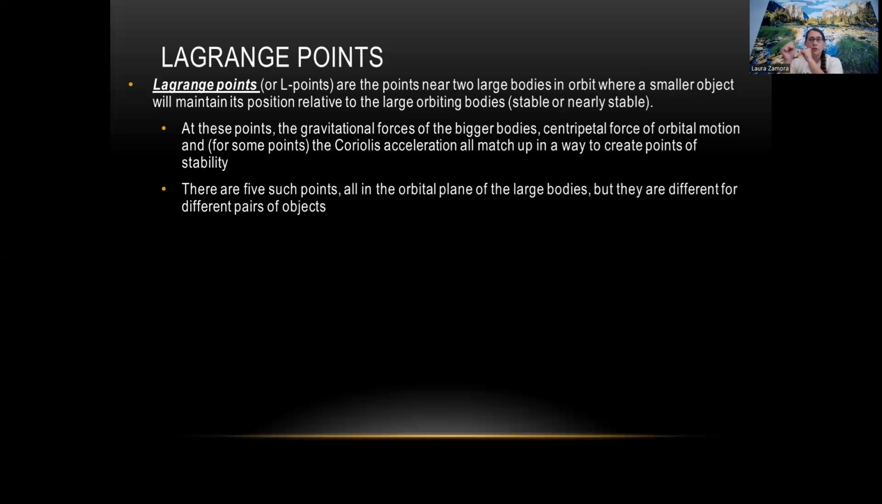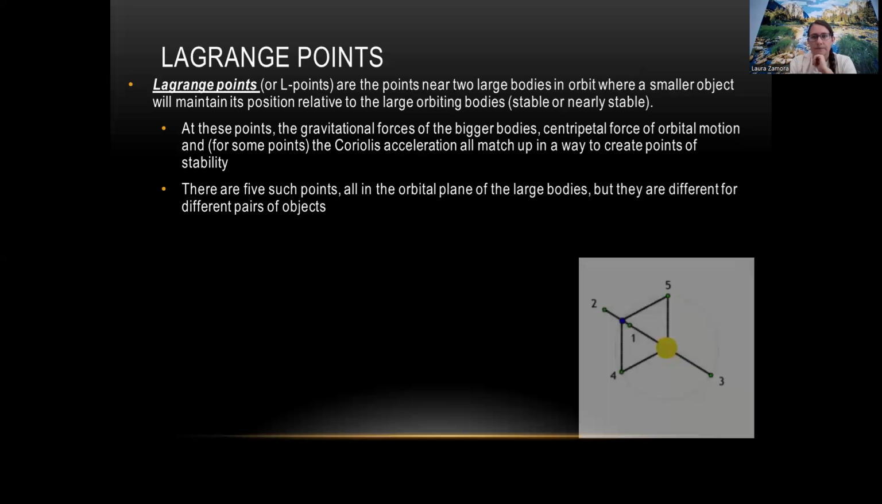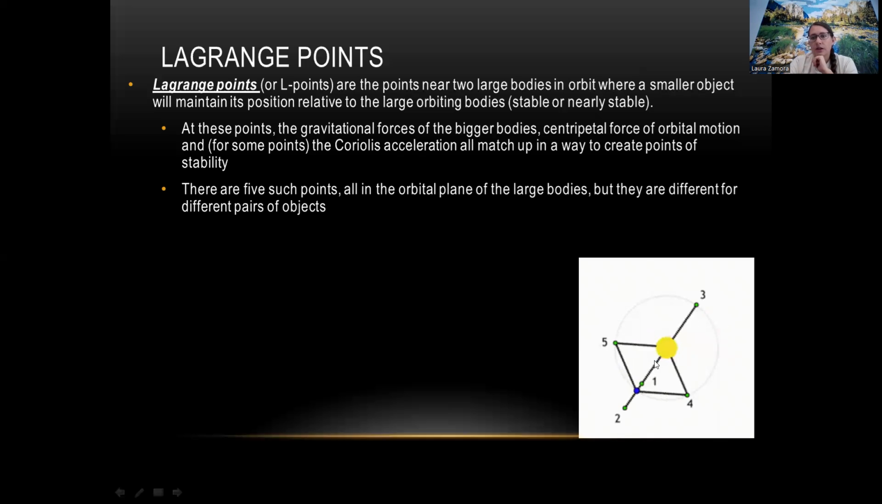But if you're considering the earth and the moon, those Lagrange points will be in a different location for those two objects. So here is the sun and Earth. And as the Earth orbits around the sun, you can see these 5 Lagrange points are also moving around, respective to the Earth's motion around.